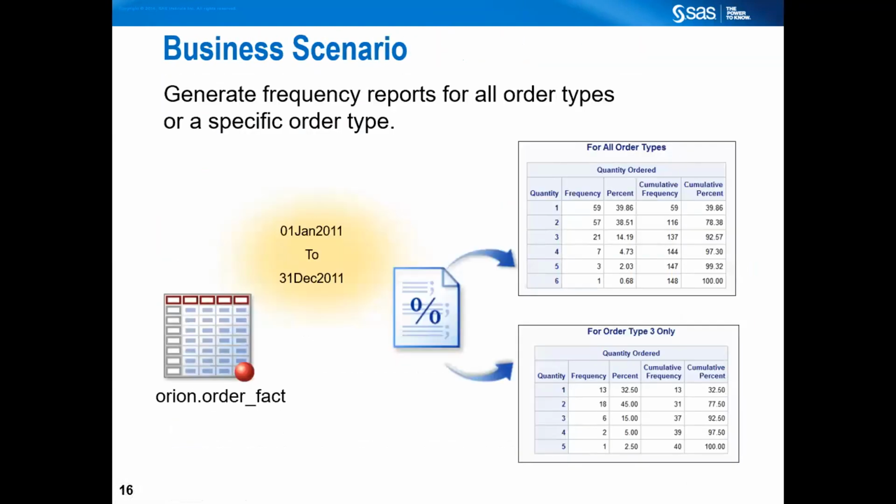So it's telling us to generate frequency reports for all order types or a specific order type. Depending on your condition, what you're writing within your macro, you're using an input table called order fact, where you want to generate a report between 1st Jan 2011 to 31st December 2011. So you need to create frequency reports on all types of your orders. Now you know there are three types of orders placed. One is your retail type of order, correct?